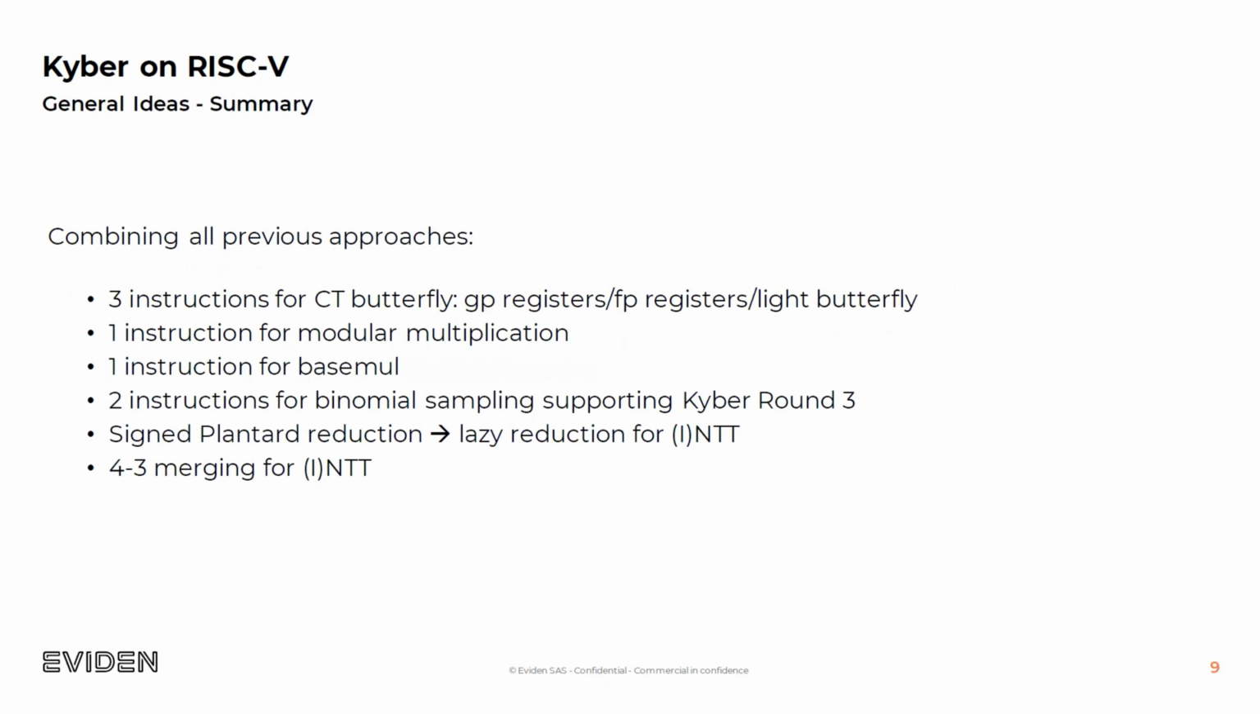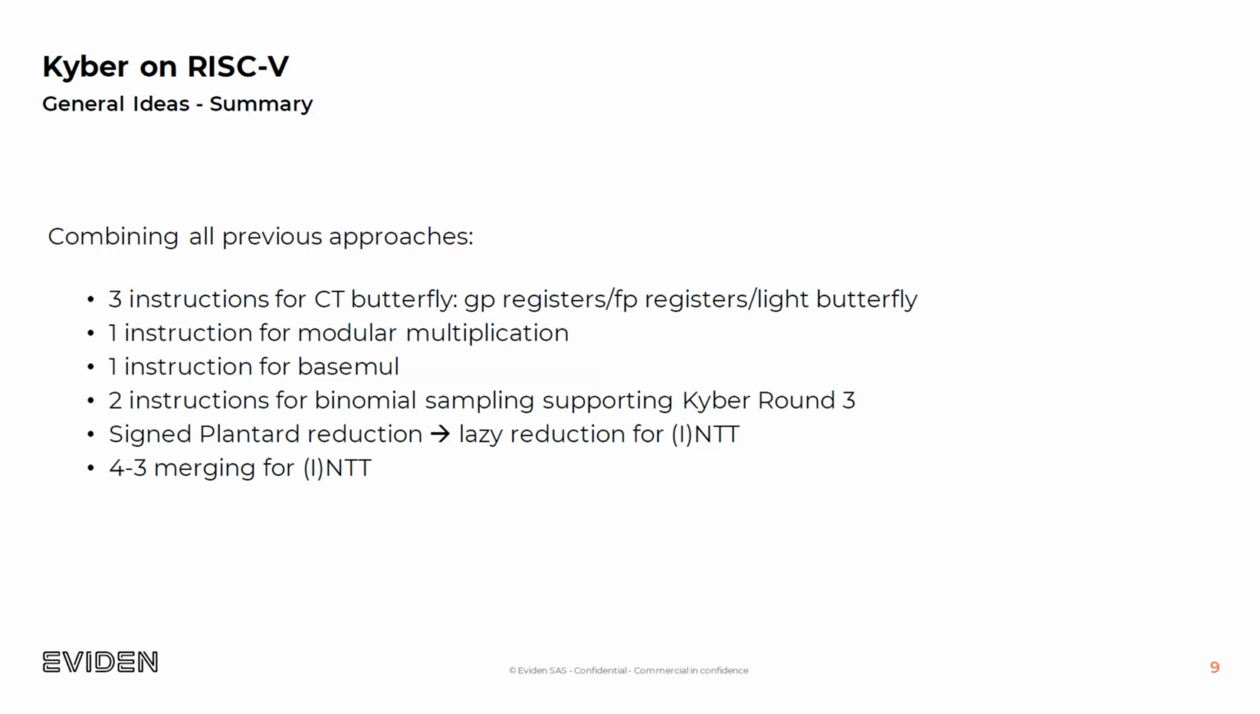So this can be considered to be the vectorized modular addition, and one for the modular multiplication using the Blanchard multiplication, and one to help the base multiplication function, and two other instructions so that we can do binomial sampling for eta equals 2 and eta equals 3 for Kyber.